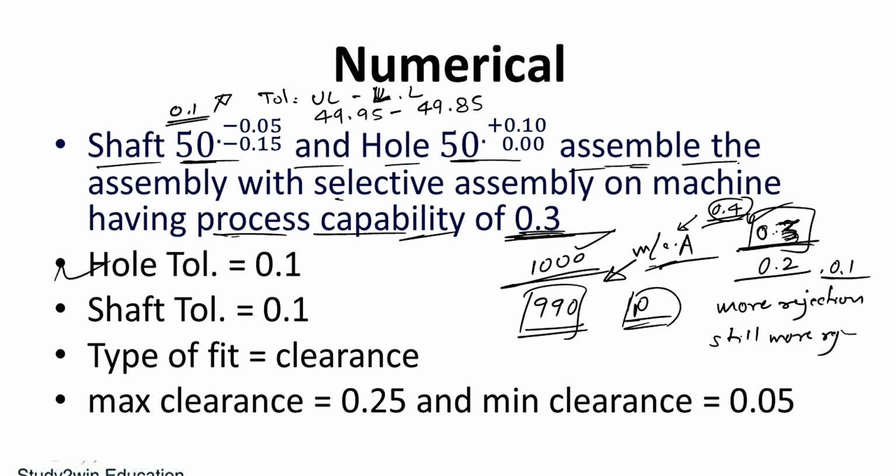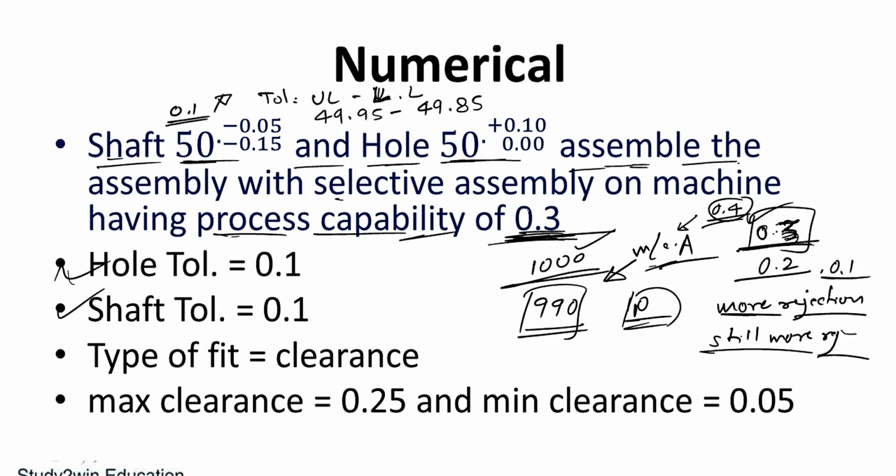It is written here. Similarly, for the hole case, the tolerance for the shaft is 0.1, and for the hole also the tolerance is 0.1, but the process capability is 0.3. That means if I try to produce this particular shaft and hole on a machine which has a process capability of 0.3, there will be more rejections. For 0.1 it is too many rejections, and the process is not economical. In that case, what to do?